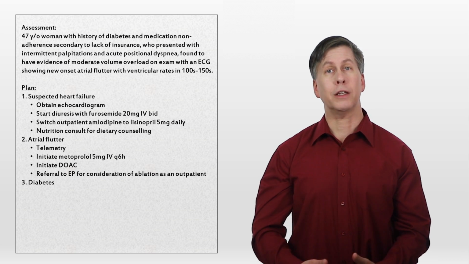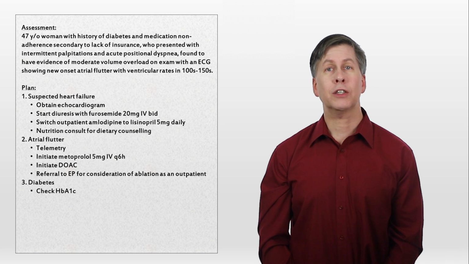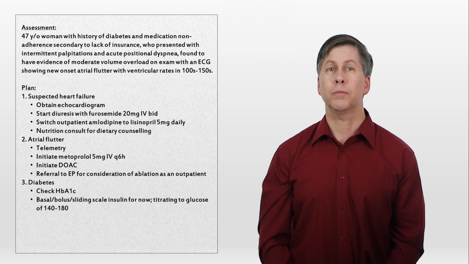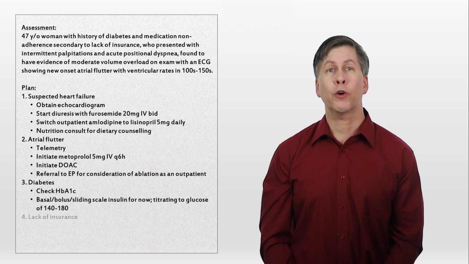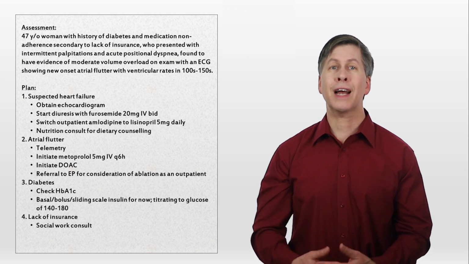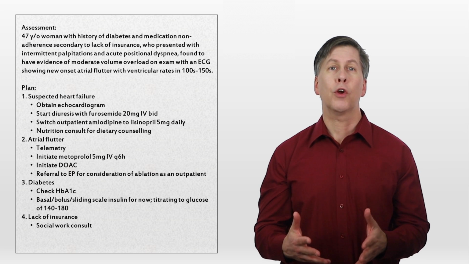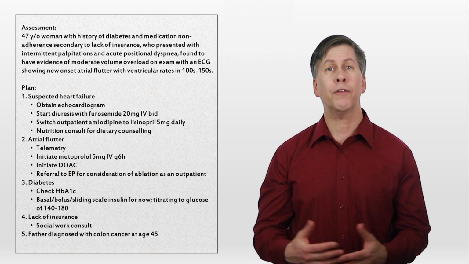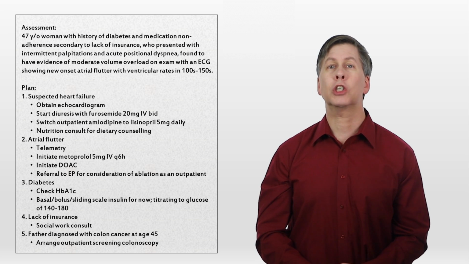Problem 3, diabetes. We'll check a hemoglobin A1C to see how well it's been controlled recently, and we are placing her on a conventional basal bolus sliding scale insulin regimen while she's in the hospital. Problem 4, for her lack of insurance, we'll be consulting social work. And last, if hypothetically her father was diagnosed with colon cancer at the relatively young age of 45, we would arrange for an outpatient screening colonoscopy for her.